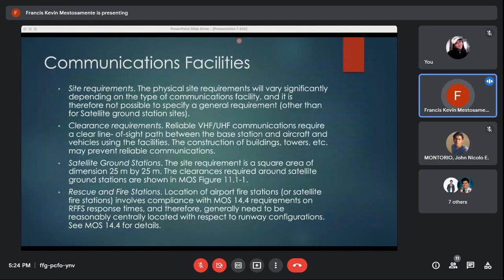Okay, last two slides na lang. Communication facilities, familiar naman tayo dito. Usually, nakalinya naman ang communication facilities ng airport. Except na lang sa mga satellites, same lang, kailangan niyan ng clear line of sight. So, I think dito yun, self-explanatory with the communication facilities.